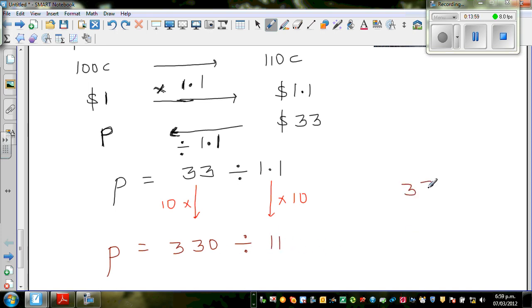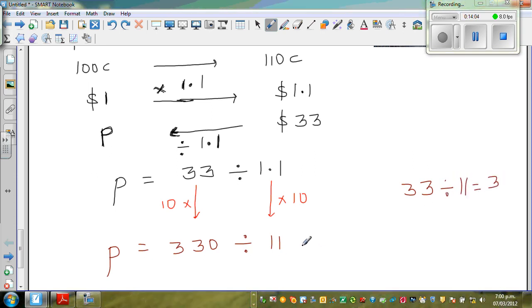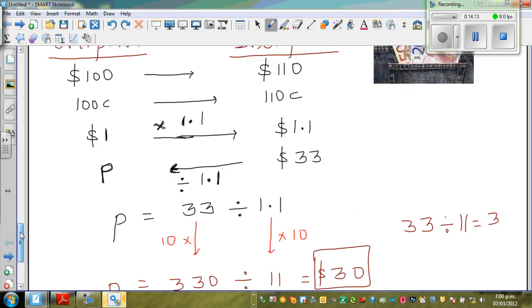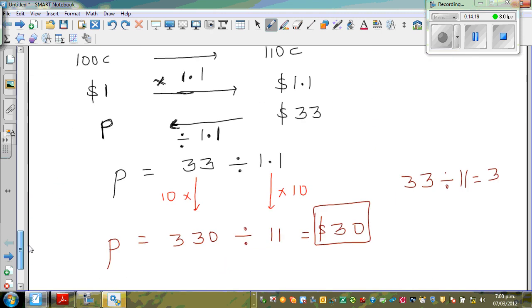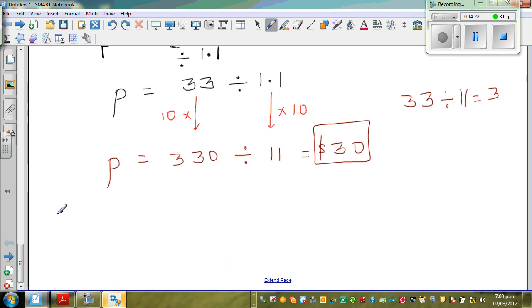We know 33 divided by 11 is 3. So this is nothing but $30. Hine used to get $30, and now she's getting $33. Does it make sense? Yes. She was getting $30, and there was a 10% increase, so plus 10%. And 10% of this is 3, so this is 30 plus 3, which is 33.